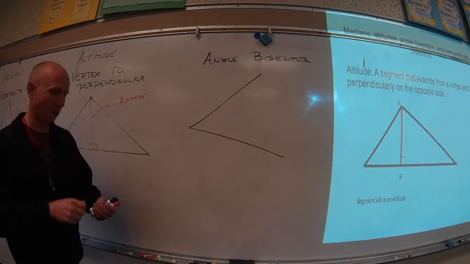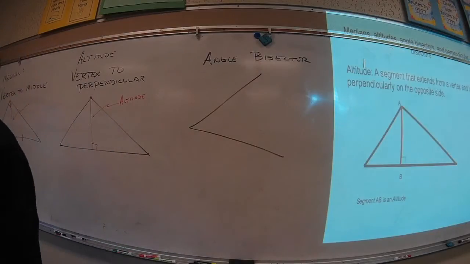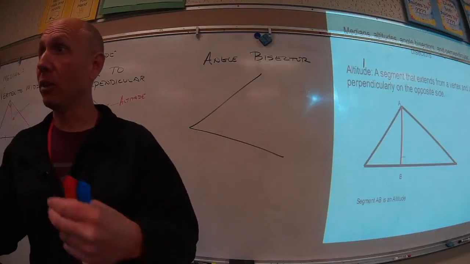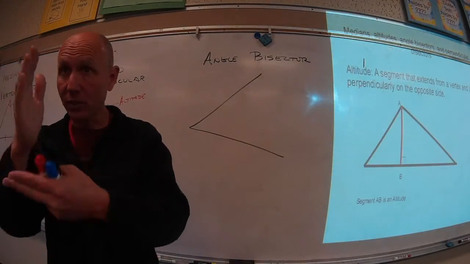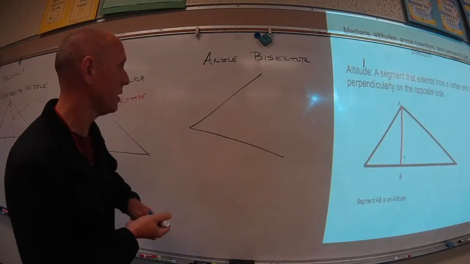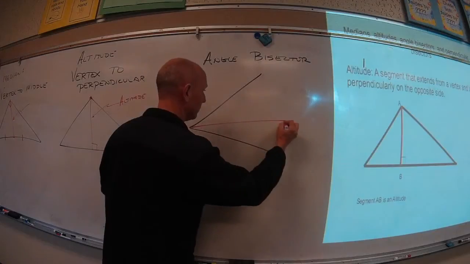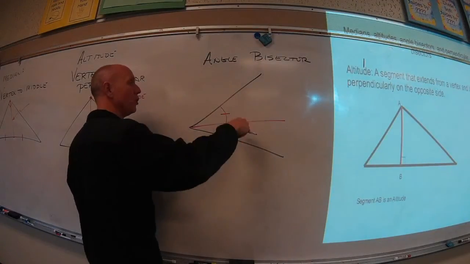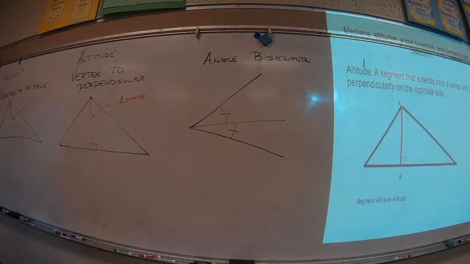Okay, so a bisector cuts something in half. The idea to bisect, bi being two, like a bicycle, a biplane has two. A bisector is cutting it into two equal pieces. So here's my bisector. It's taking this angle and cutting it into two equal angles. Angle bisector.